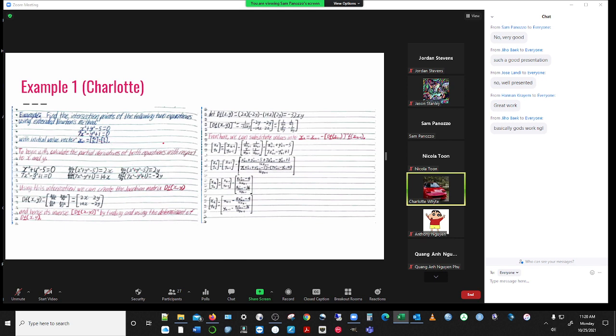Then we must calculate the partial derivatives of both equations. And then using this, we need to find the Jacobian matrix that Sam mentioned earlier, which will then let us find the determinant that we can use to calculate the inverse. Once we find the inverse, we can use the formula from slide 3, and we can substitute our values in.